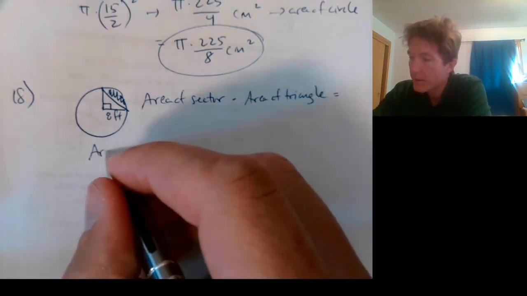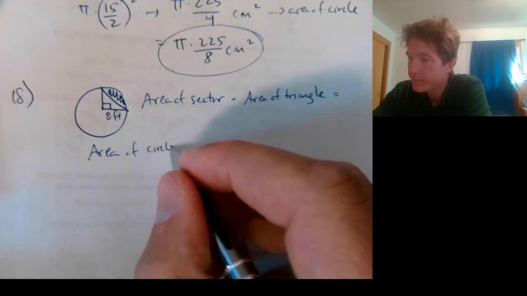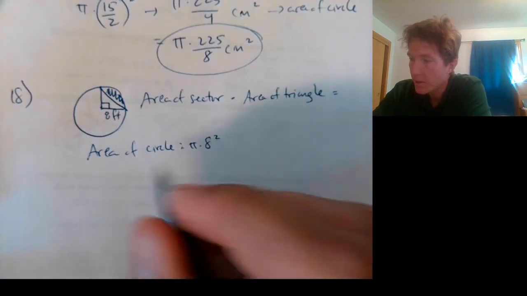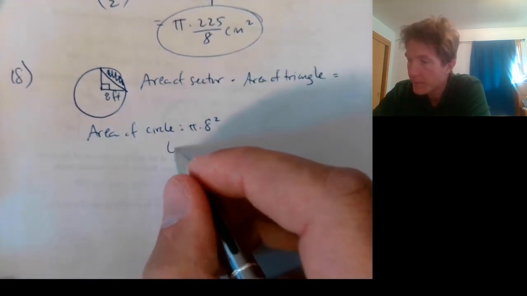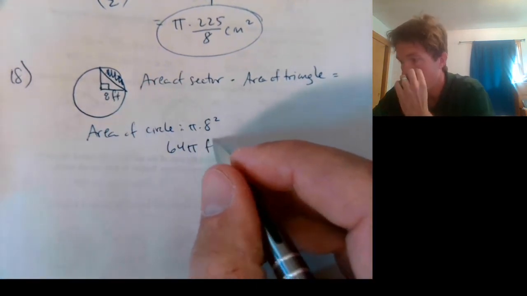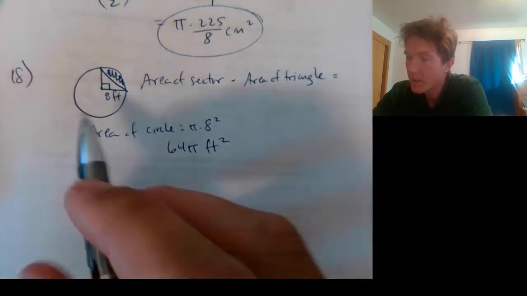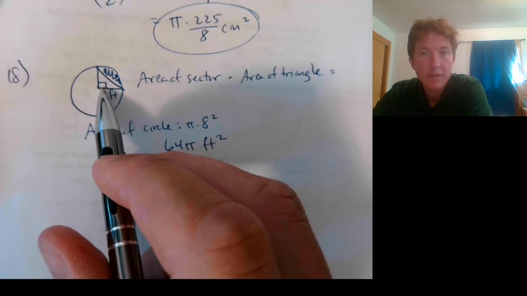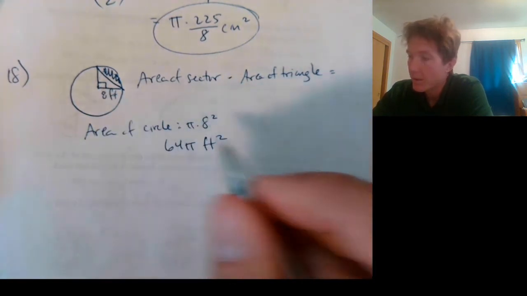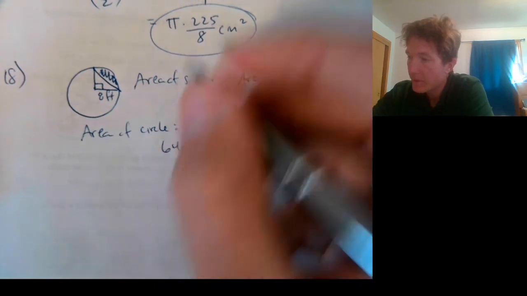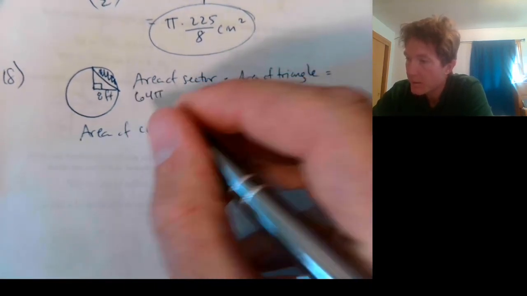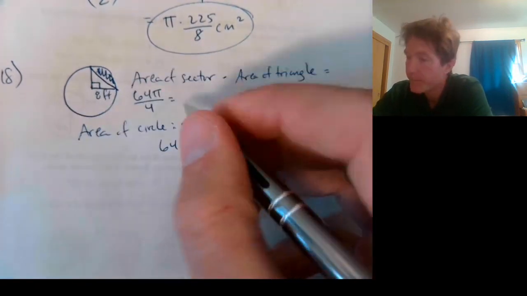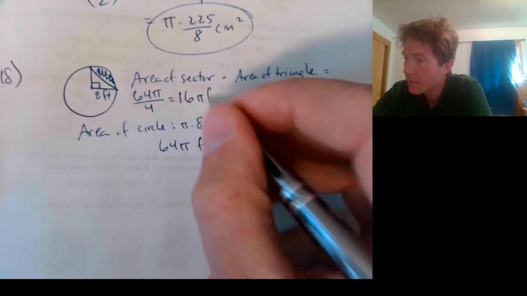To get the area of the sector, I first need the area of my circle. So it would be pi times r squared, so that's 8 squared. So the area of my circle is going to be 64 pi feet squared. And this is a fourth of the circle. Why? Because that's a right angle. So it's 90 over 360. Okay, so the area of my sector is going to be 64 pi divided by 4, because I'm looking at a fourth of the circle. It'll be 16 pi feet squared.